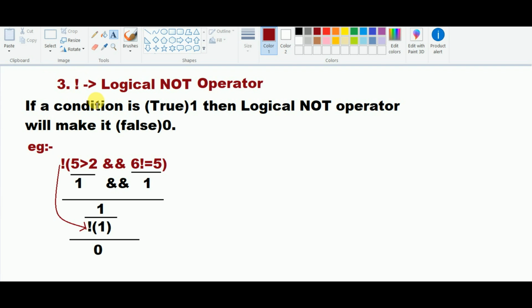Third one, in the logical NOT operator, if a condition is true, nothing but 1, then the logical NOT operator will make it false, nothing but 0. This is the example of the logical NOT operator.